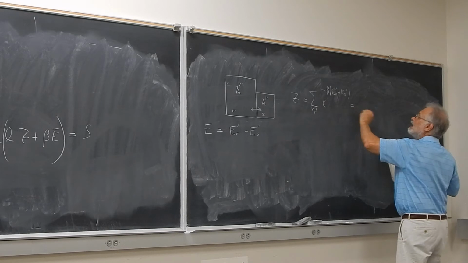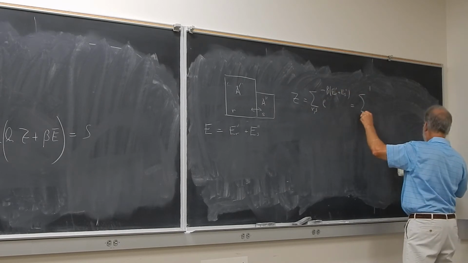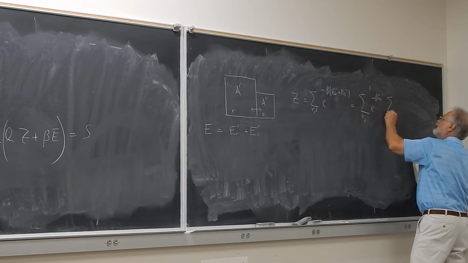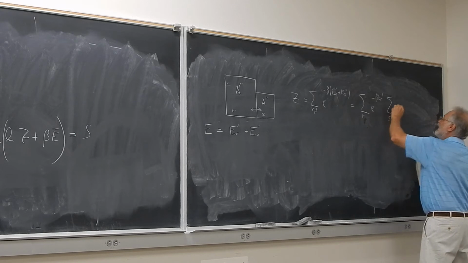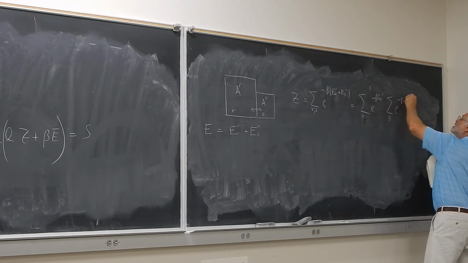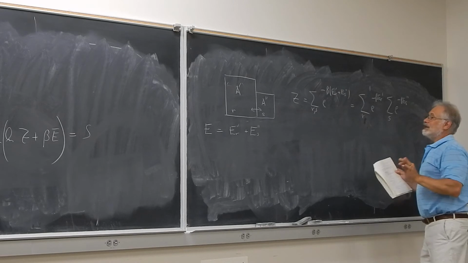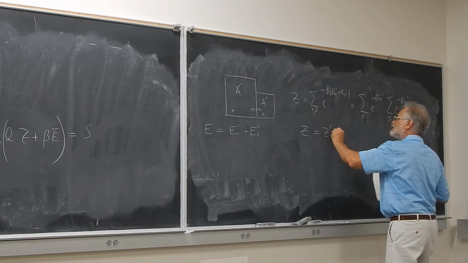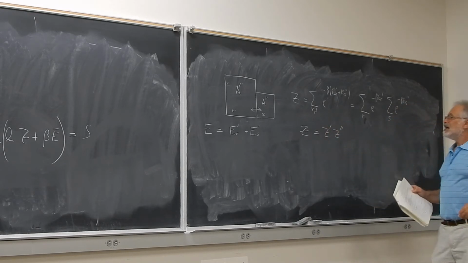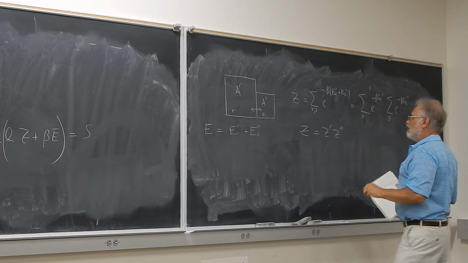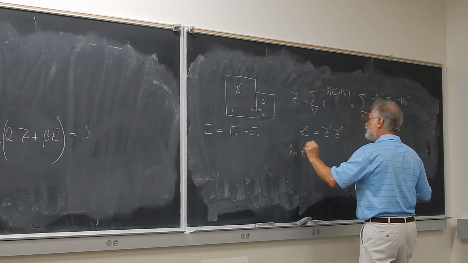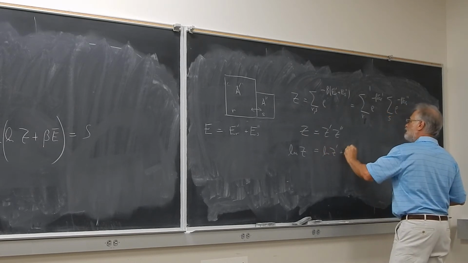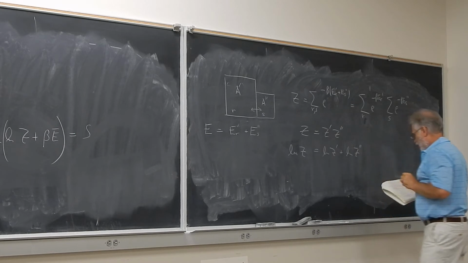And of course I can write that as a product as well. I can write that as the sum over r e to the minus beta E sub r prime times the sum over s e to the minus beta E sub s double prime. What that says is that essentially my partition function is the product of the partition functions of each of the systems. Moreover, if I take the log, which is typically what I'm interested in, the log of the partition function would be the log of Z prime plus the log of Z double prime. So it's additive.